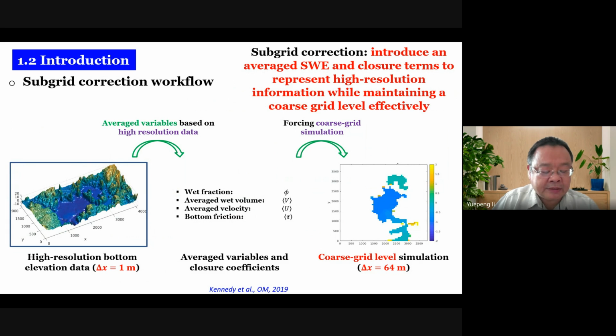We believe that the subgrid correction could be a good solution to bridge the gap between the high resolution data and the coarse grid simulation. Subgrid correction technology introduces an averaged shallow water equation and a closure term to effectively represent high resolution information while maintaining a coarse grid level and a large time step. Generally, the workflow is using the high resolution data to generate averaged variables to force the coarse grid simulation. In this way, we can take the high resolution information into consideration while still maintaining the coarse grid level computational cost.